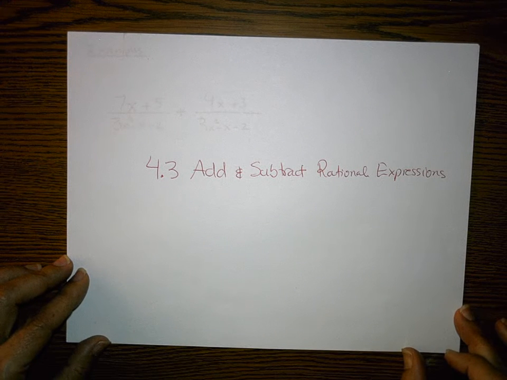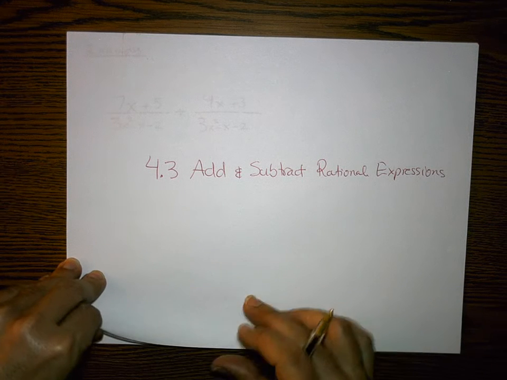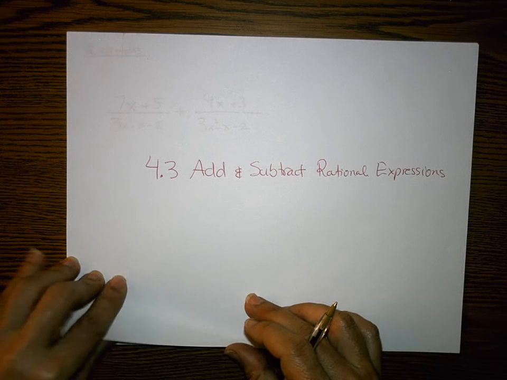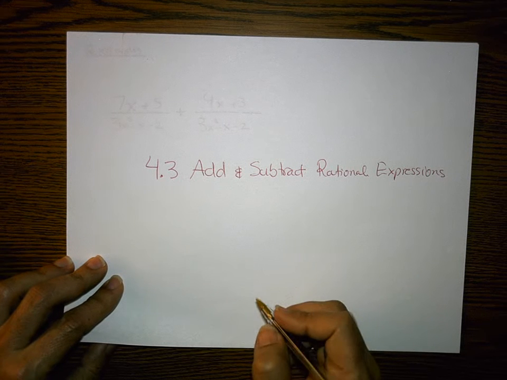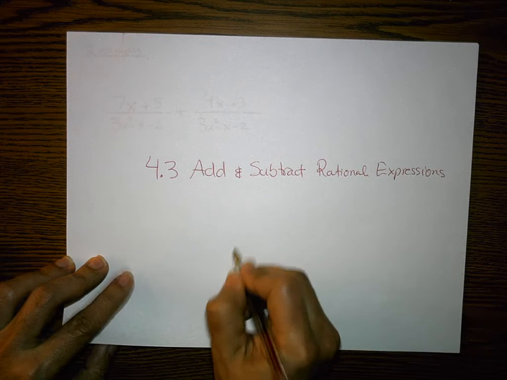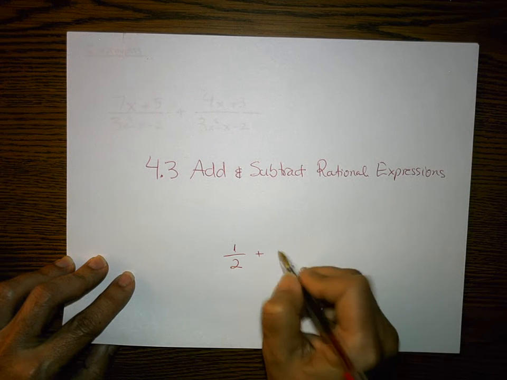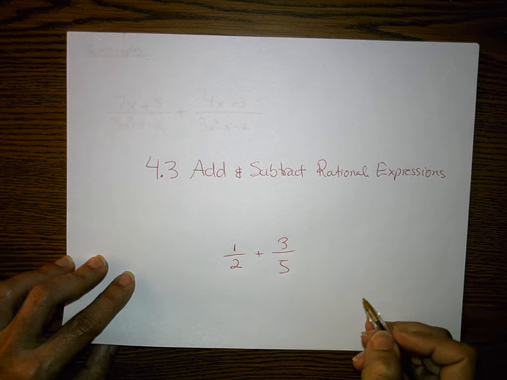All right, so here's 4.3, add and subtract rational expressions. Remember, when we add and subtract fractions, we must have a common denominator. We must have a common denominator to be able to add two fractions, okay? There's no way I can add 1/2 plus 3/5 unless I make them have a common denominator.